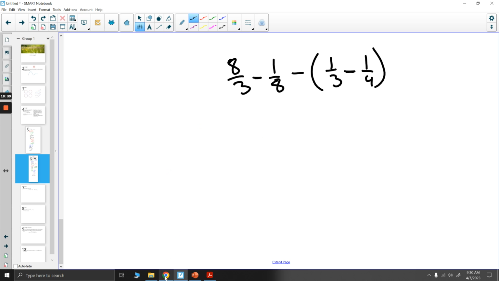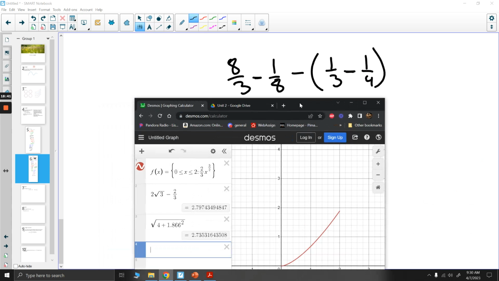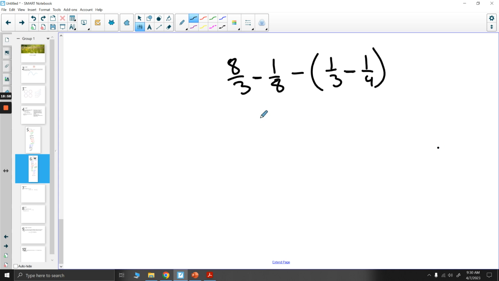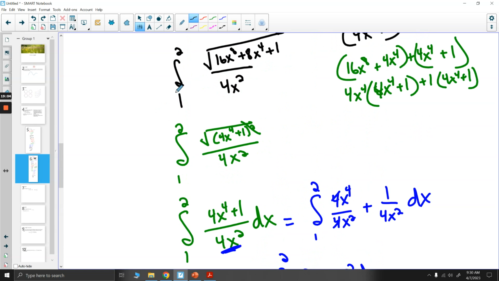So I'm going to skip over adding those things. I'm going to do it on Desmos because I don't want to have to deal with that. Minus 1/8. That would be a minus 1/3 plus 1/4. And we get 59 over 24, which isn't a great looking number, but 59 over 24 is an exact number, and that is the length of this curve.